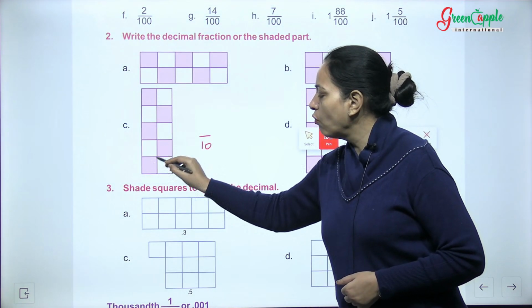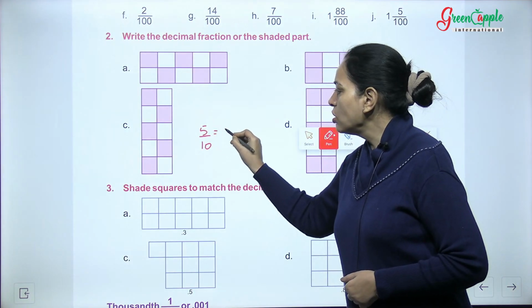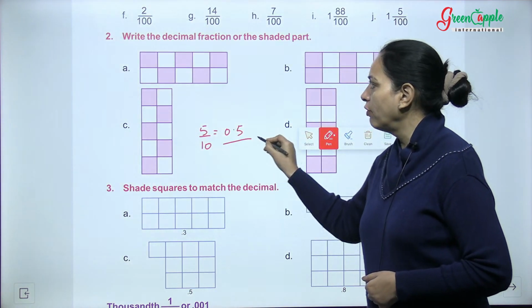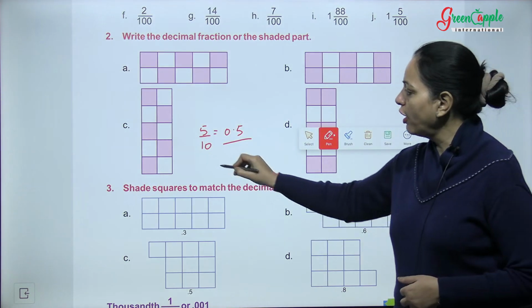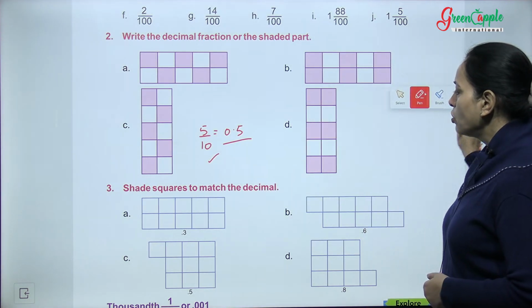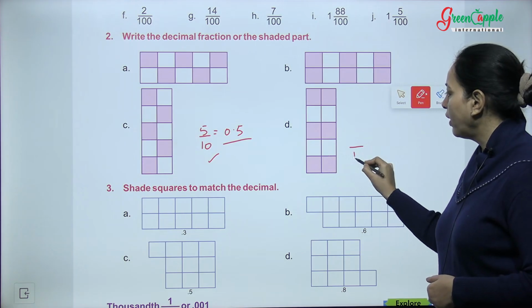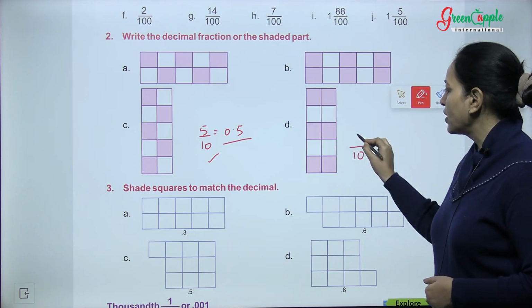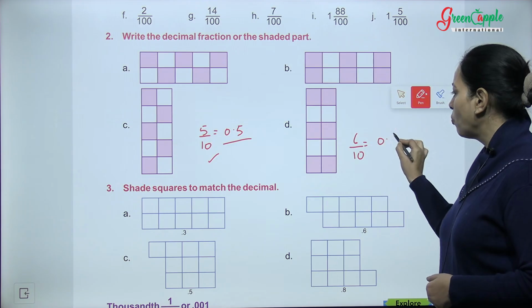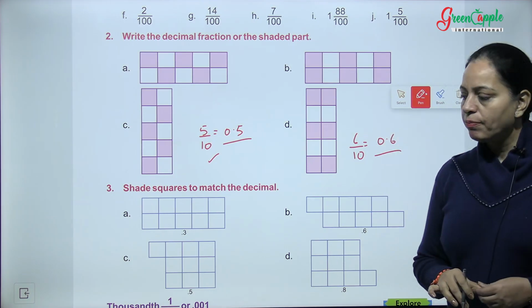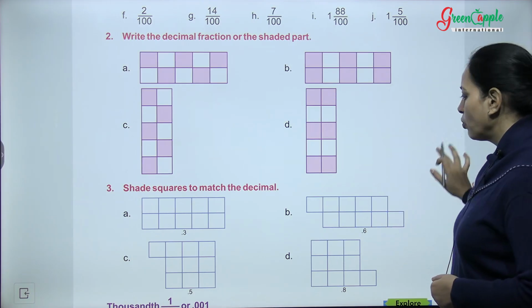1, 2, 3, 4, 5. So 0.5. A fraction, you can write like this also. Similarly 1, 2, 3, 4, 5, 6, 7, 8, 9, 10. Total 10. 2, 4, 6. 6 are shaded. So 0.6. Now third question you can try on your own.